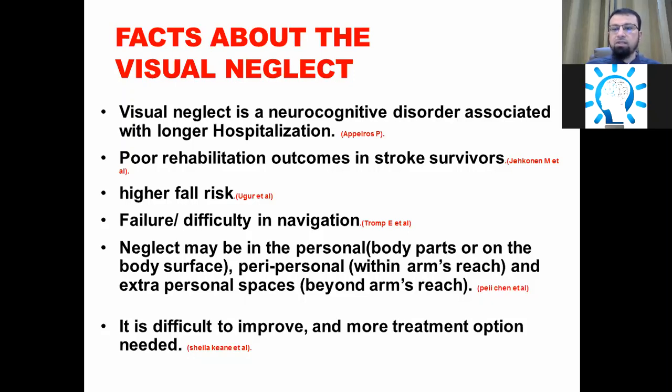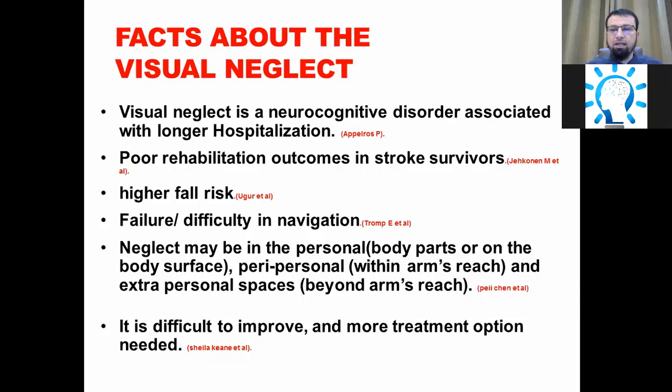And the neglect is not only one type. There is neglect for the body part. This is called body neglect. There is another type of neglect which is within the arm reach. Within my arm reach, this is my arm reach. If I am reading a book or looking at the computer, I will only look at the right side of the computer. If I have a plate of food, I will look only at the right side. I will eat only from the right side, but I will not touch the left side. This is called peripersonal visual neglect.